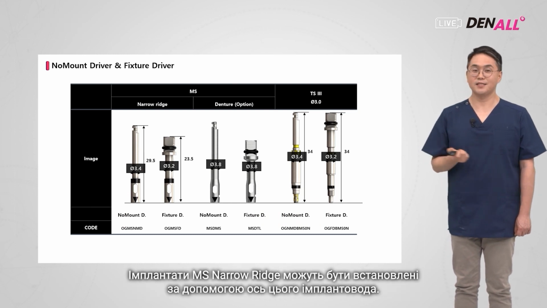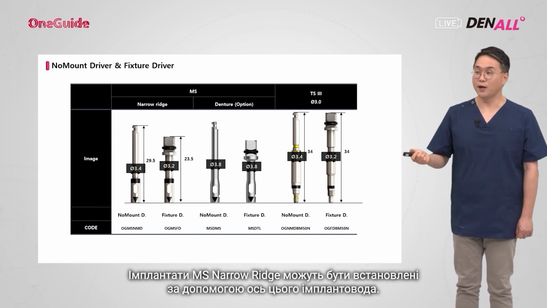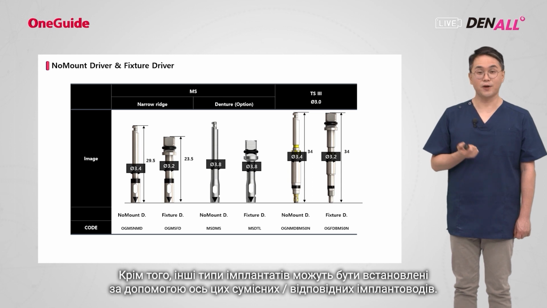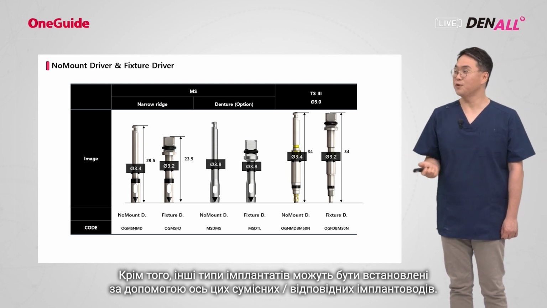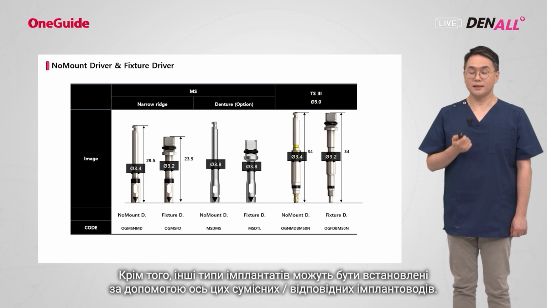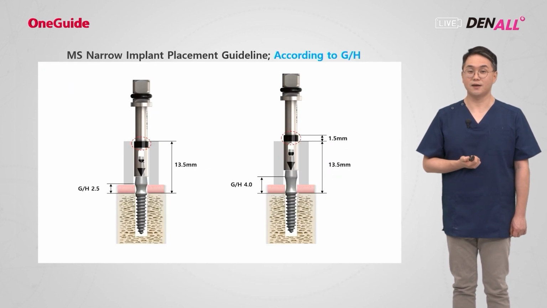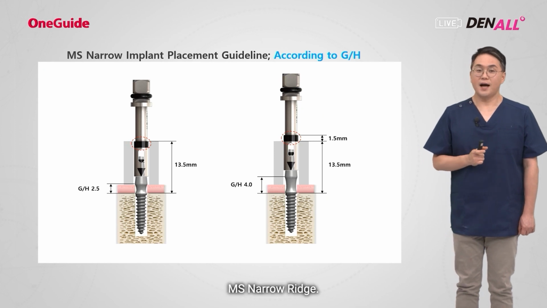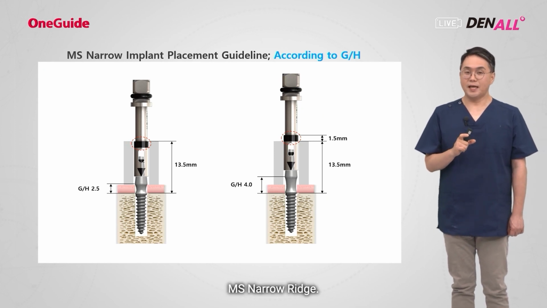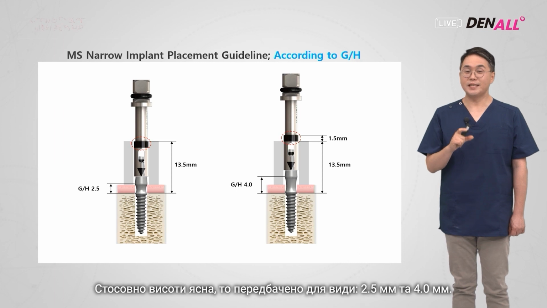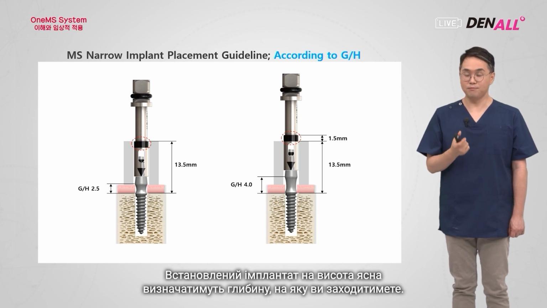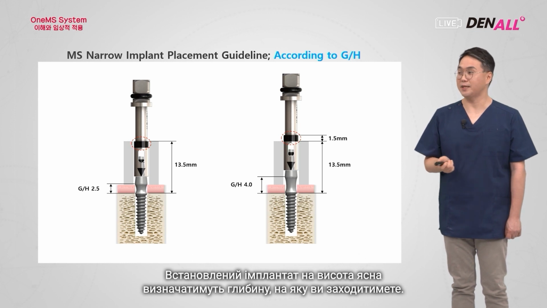And to place the implant, you have drivers. The narrow ridge type MS implant can be used with this driver, and other types of implant can be used with the matching drivers. Now, the MS implant narrow ridge type is a one-body type, and for gingiva height there are two variants, 2.5 and 4.0.